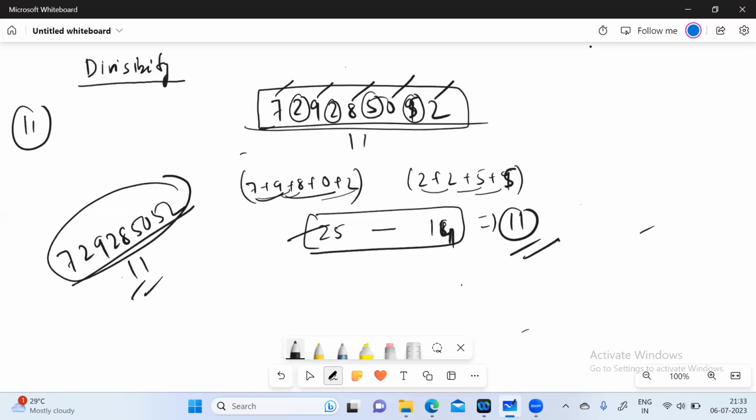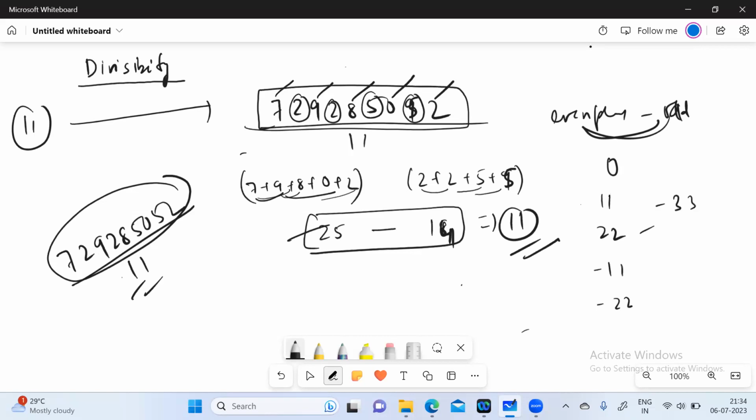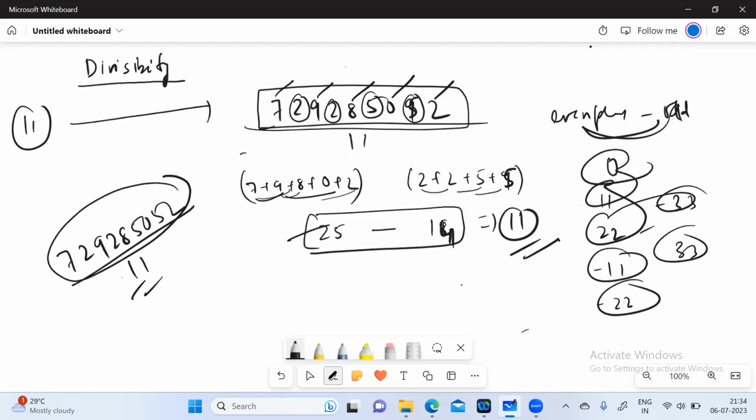So this is another rule for 11: take the sum of the digits at the even places minus the sum at the odd places, or whichever way, you can change this. Either it comes 0, 11, 22, minus 11, minus 22, minus 33, 33. Whatever difference you get here, the number will get divided by 11. And if you are not getting these, the number will not get divided by 11. Is it okay for everyone?